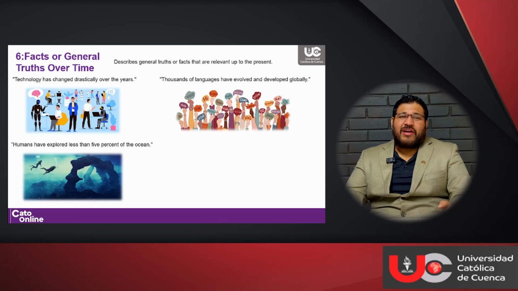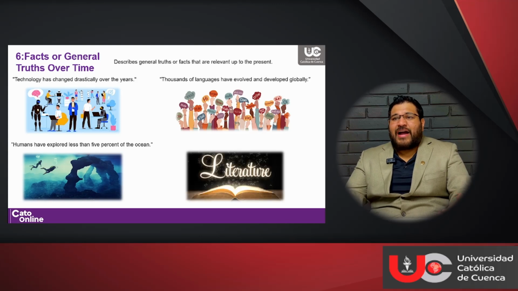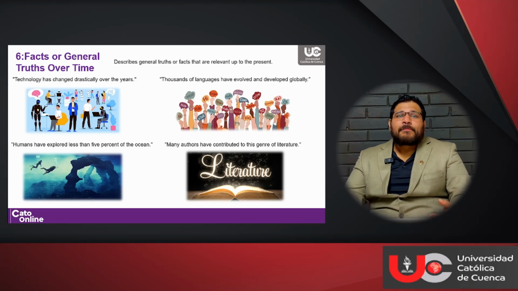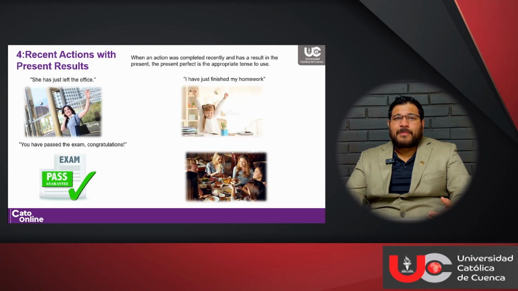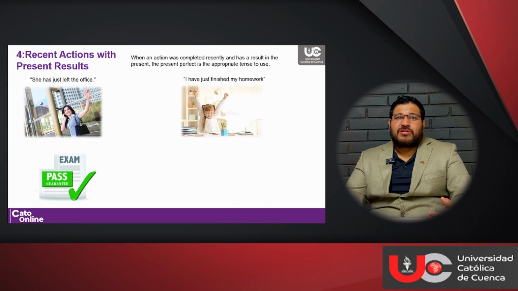That is another reality because we have a big ocean, in which it is very unexplorable, so that's why it is the 5%. And also many authors have contributed to this genre of literature, so it is another fact. So guys, we have to keep in mind that in order to use the present perfect, you can have different functions, and we have tackled in here: facts or general truths, achievements or changes over time, recent actions with present results.